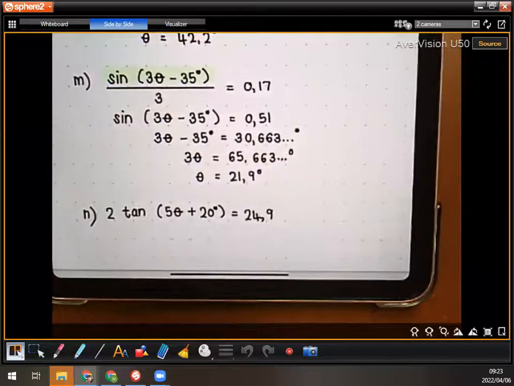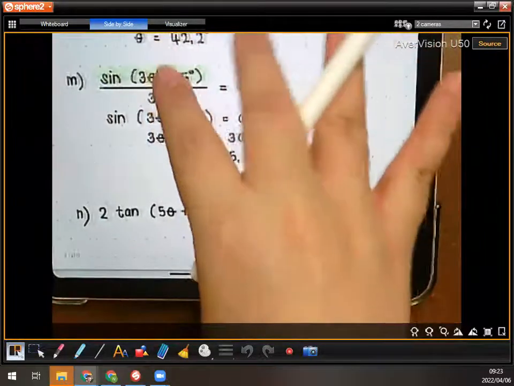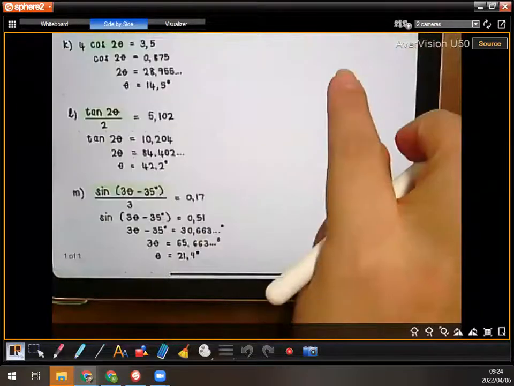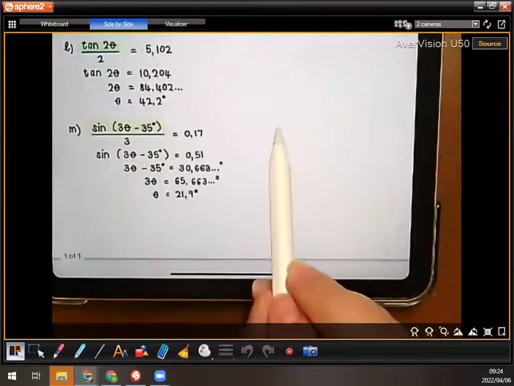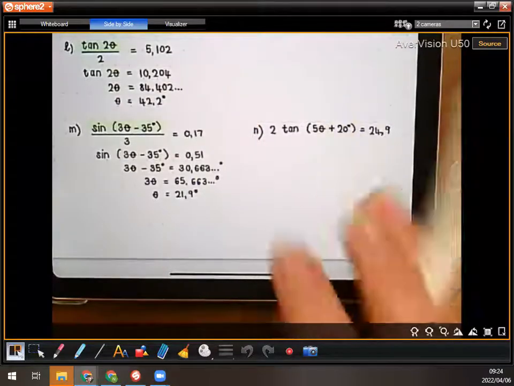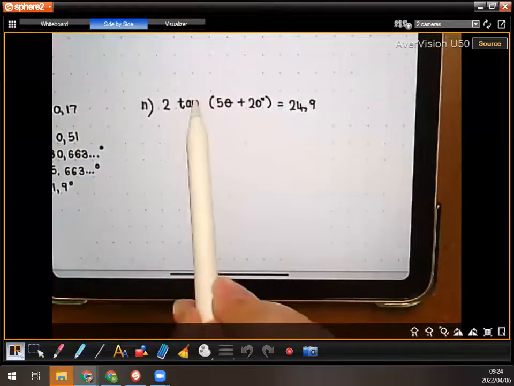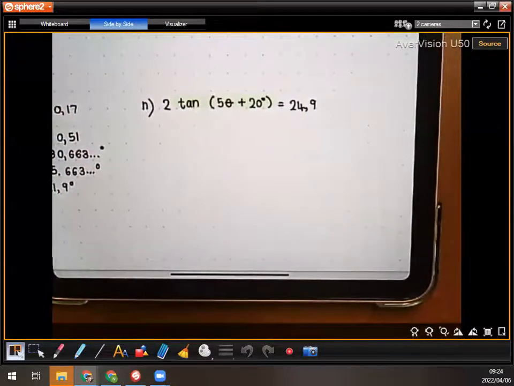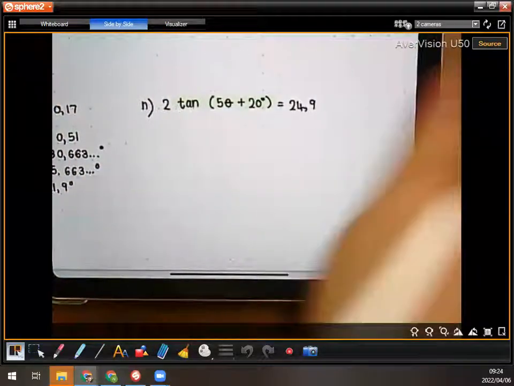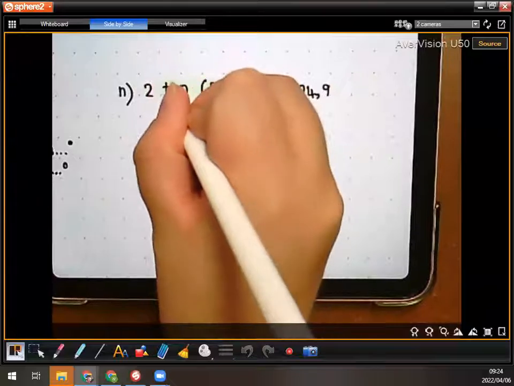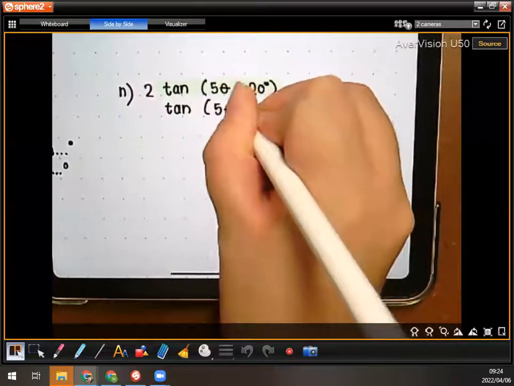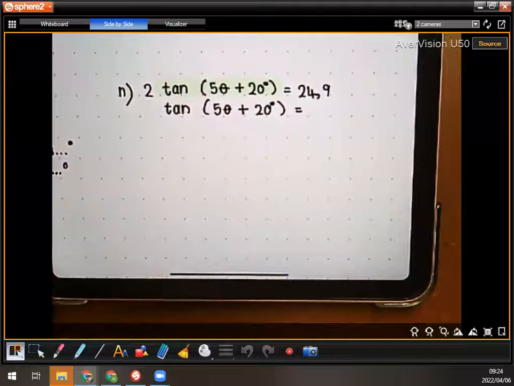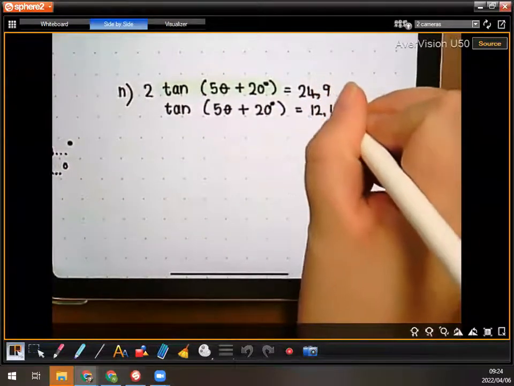Okay, guys, that's the last one. Just do that one quickly, then we can move on. Sec is the reciprocal of cos. It's in the next exercise.